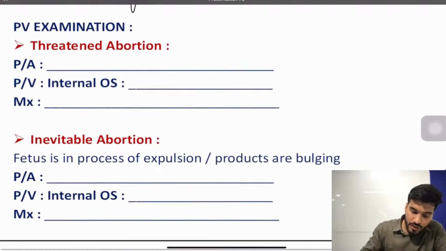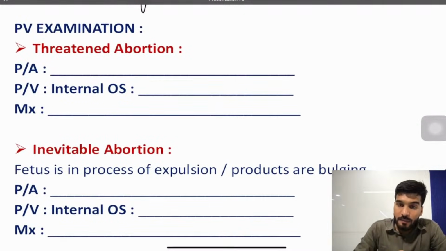On per vaginal examination, you have to remember that either the os will be closed or the os will be open. Now depending upon the type of abortion, we'll discuss the per abdominal examination, period of amenorrhea, and the size of uterus. On per abdominal examination, the height of the uterus is either increased or decreased with respect to the period of gestation.